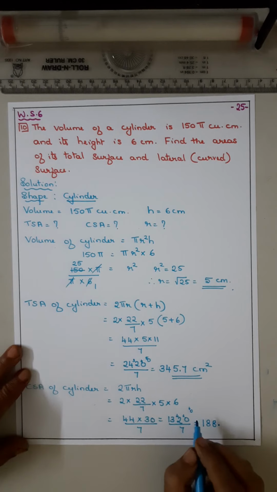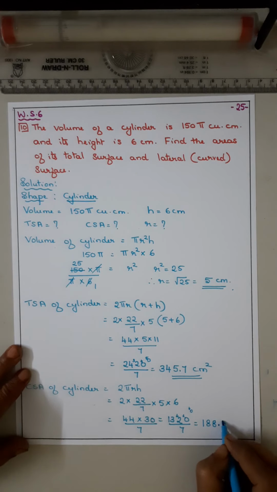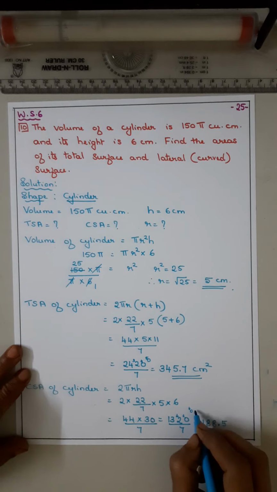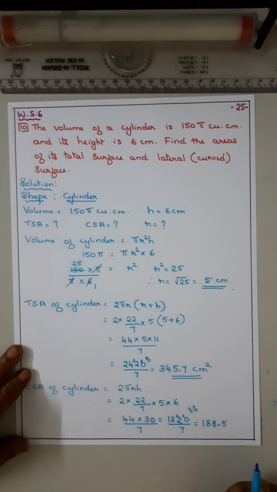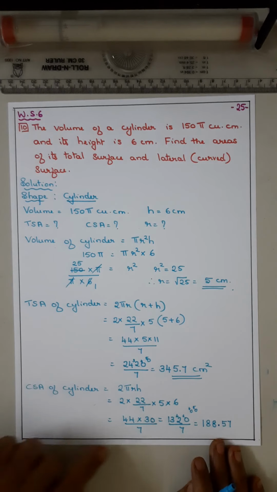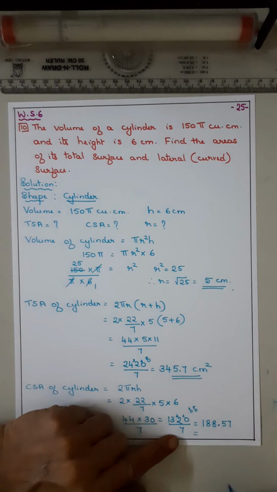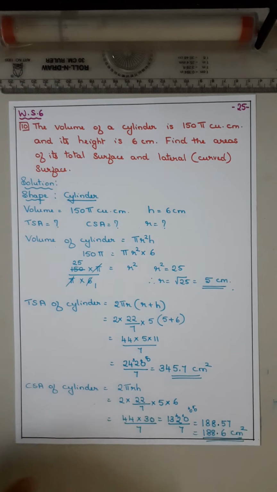7, how much are 40? 7 5s are 35. 35 means 5 remains. 7 7s are 49. So you will be writing, round off karenge to 188.57 becomes 188.6 centimeter square. This is CSA.